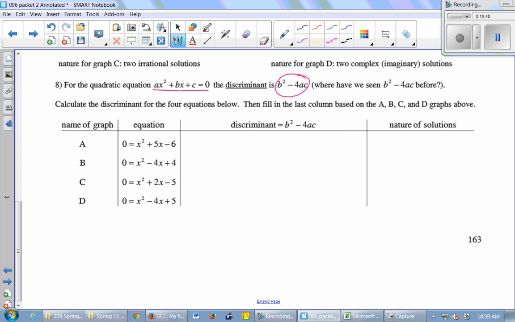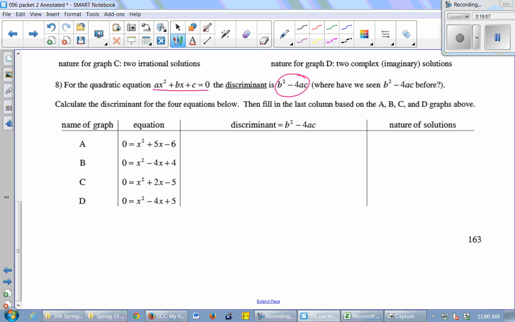So it's the number under the square root that tells you whether you're going to have a real solution or a complex solution. Because if that number under the square root is negative, you're going to end up with some i's in your answer. If it's positive, you're going to get real solutions. All right, so I've got my 4 graphs. We just looked at the graphs earlier. Those are the equations. I want to find the discriminant for each one.